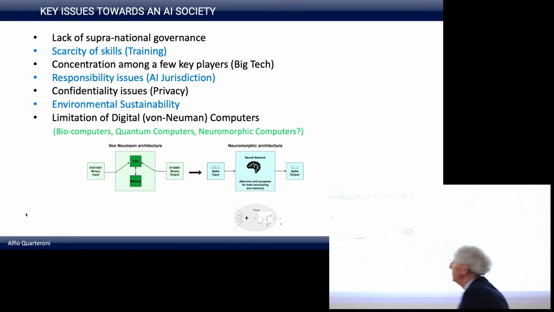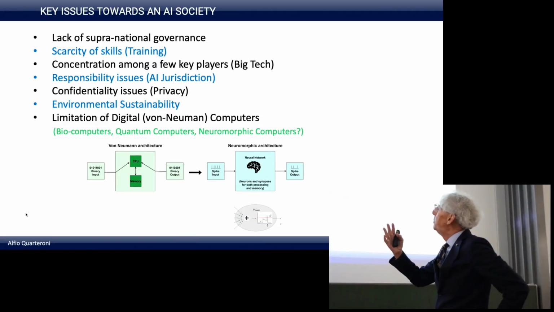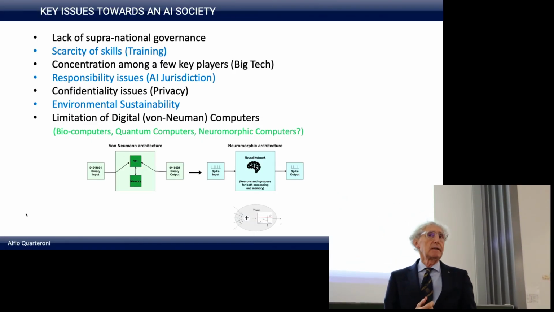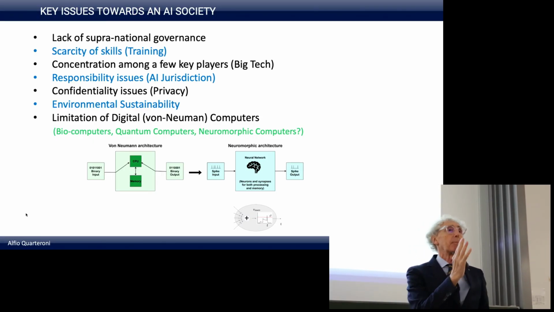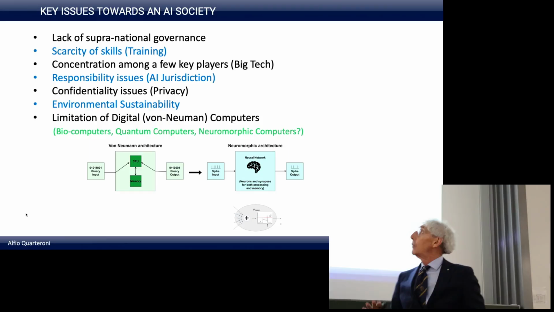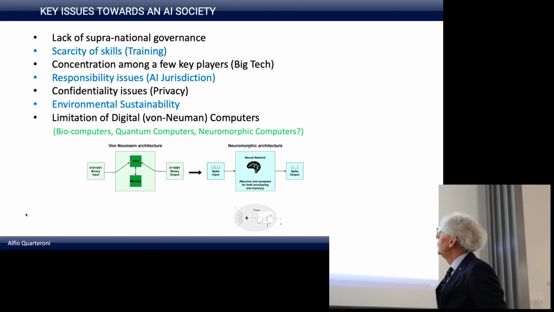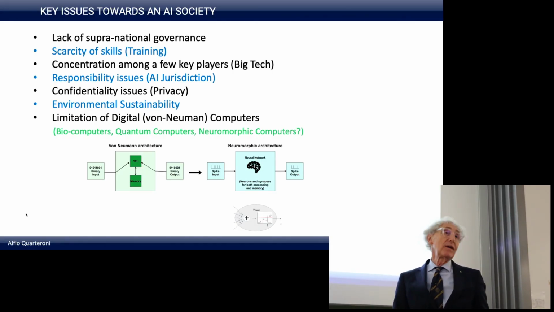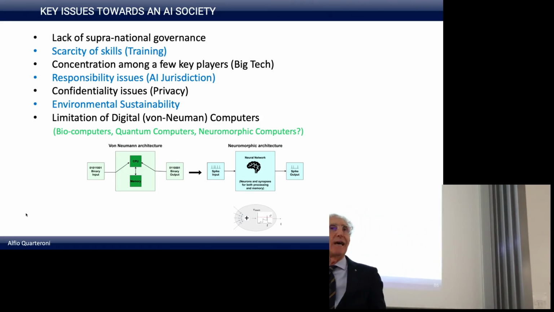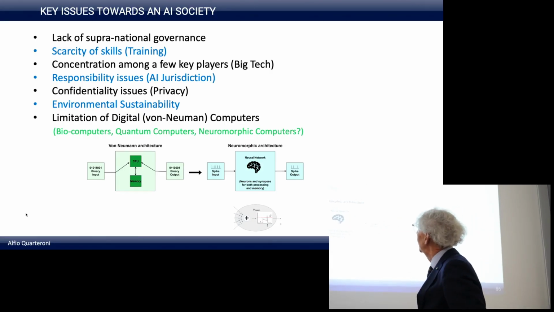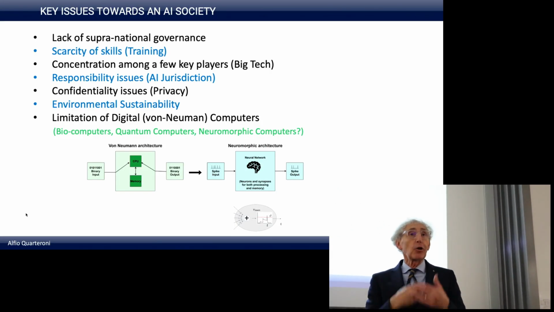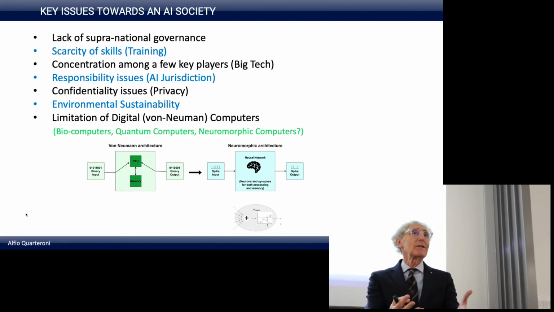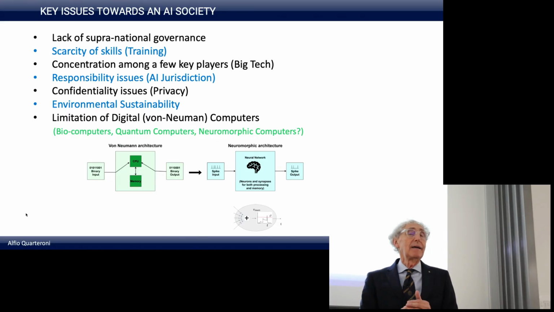Now, let me finish by mentioning, because time is over, some of the big issues that are still open in artificial intelligence. I'm not talking only about the scientific problems; I tried to address the scientific problems before. These are problems for society at large. We don't have a supranational governance, and we need it, because this is a wild field today. We do not have enough skills from our universities. We're not producing or forming enough students with this type of expertise that will be asked for by society.